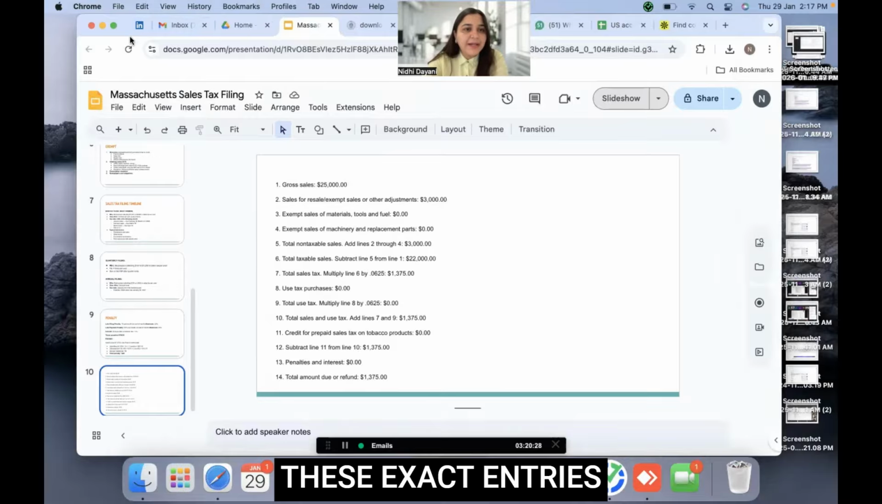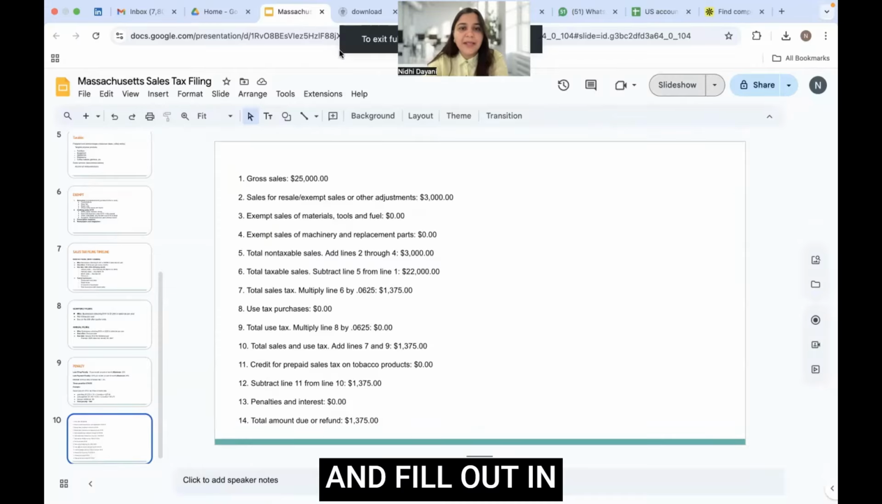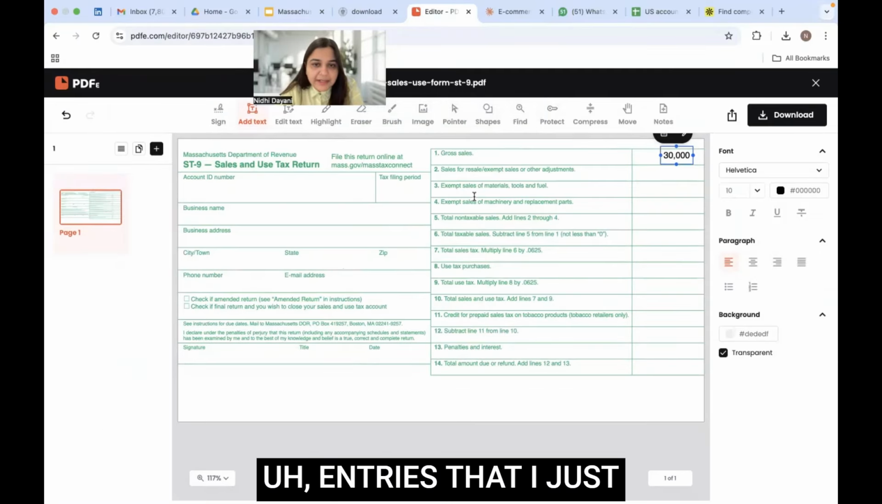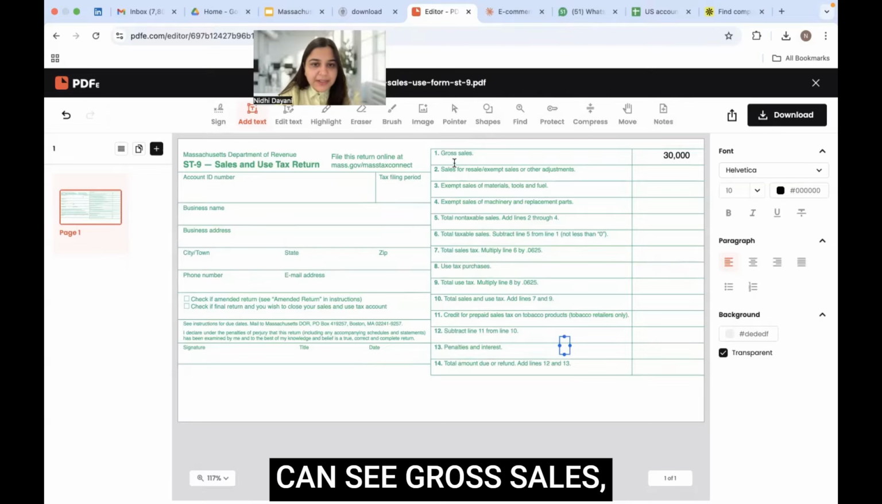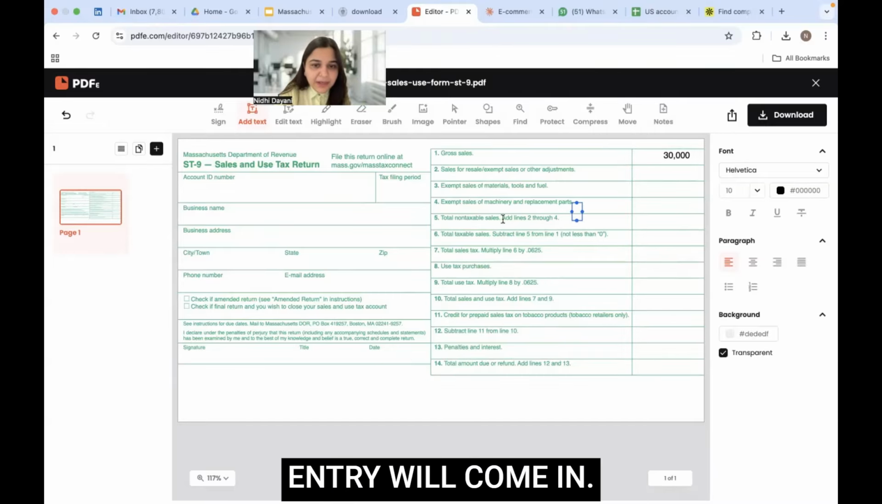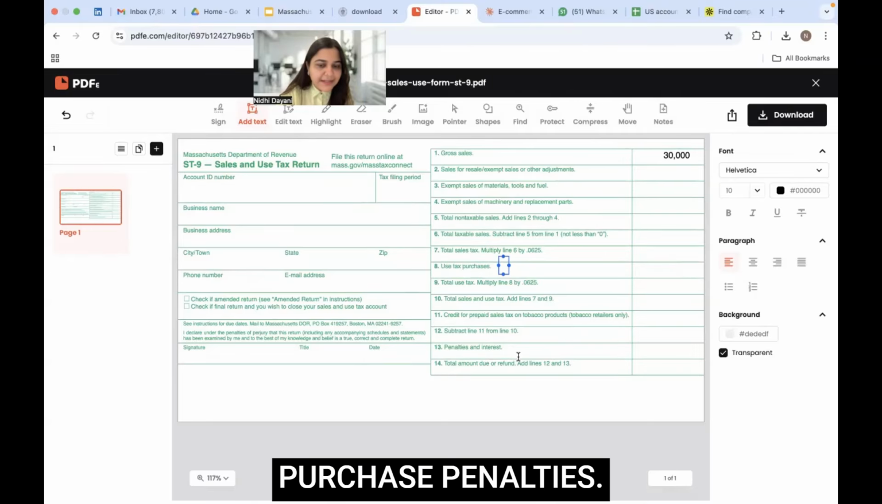These exact entries you can go ahead and fill out in this PDF, right? It's the same entries that I just put out in the PPT. You can see gross sales, resale, exemption, non-taxable sales. Here is where our coffee bean entry will come in. The total sales tax, there is no use tax purchase. Penalties and interest are nil because we are filing on time, and the total amount due is 1375.